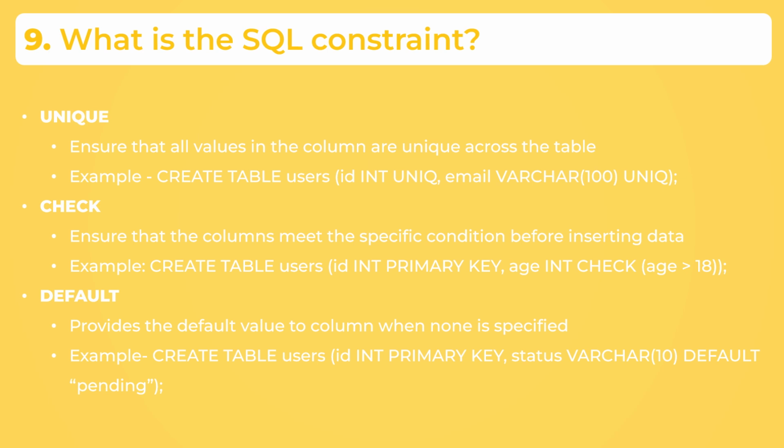Next one is the default constraint. It provides a default value to the column when none is specified. So most of the time, we don't specify the value and we tell the database to pre-fill the value based on the default setting. Example: create table users (ID integer primary key, status varchar default 'pending'). So when we create new entries in the users table, the user activation is pending. If we don't send a status, it takes the status pending.